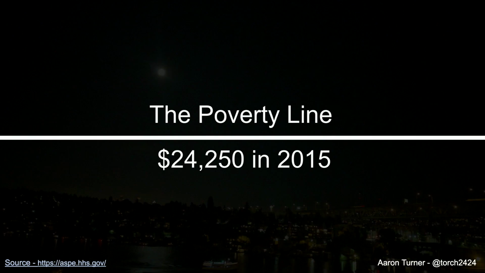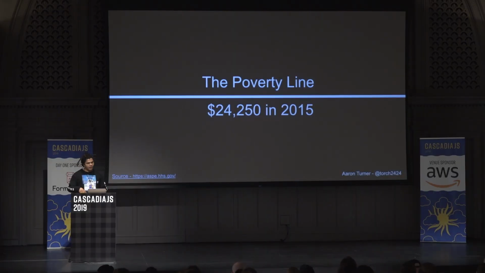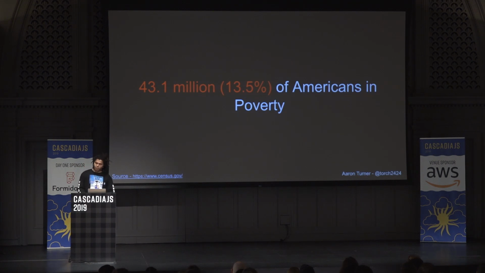So let's use a poverty line as our base for financial resources. According to the US Department of Health and Human Services, in 2015, for a family of 4, if you made less than $24,250 US annually, you are in poverty. But how many people is that? That's going to be 43.1 million people in the United States of America, which is 13.5% of all people living in the United States of America live in poverty.